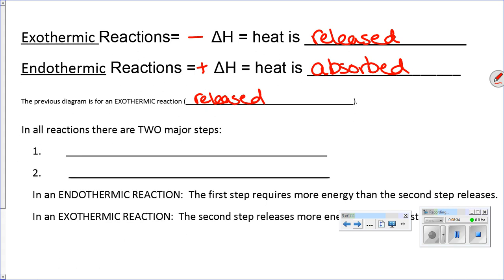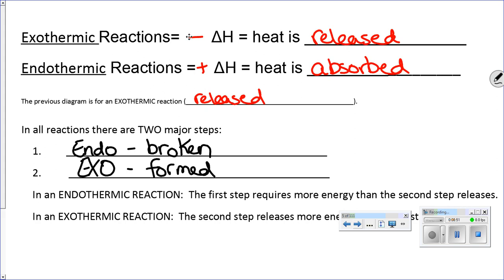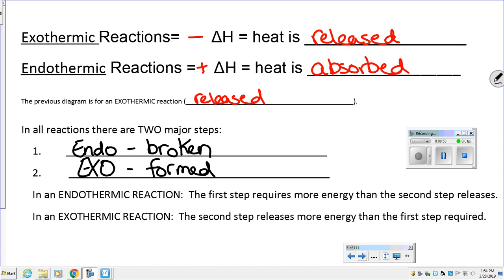It's very important to remember that we always do have those first steps. We first have an endo step where initial bonds are broken. We will then have an exo step where new bonds are formed. It's the balance of those two things, how much energy is required to break or form, that will tell you if you have an exo or endothermic reaction. And this ties into both bond energy and numbers of bonds broken or formed.